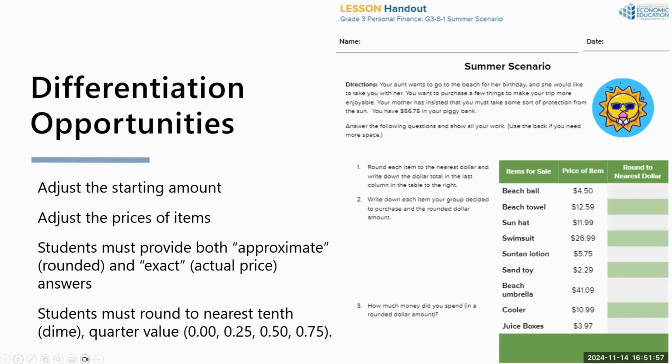And then the other differentiation, which again, kind of repeating, but instead of rounding to the next dollar amount, you can round to the nearest tenth or the nearest quarter value, which is, again, 25, either 0, 25, 50, or 75 hundredths. So there's a lot of opportunities here to make small adjustments based on what your students need. Anybody, if you think of any other differentiation that I didn't mention, please let me know.